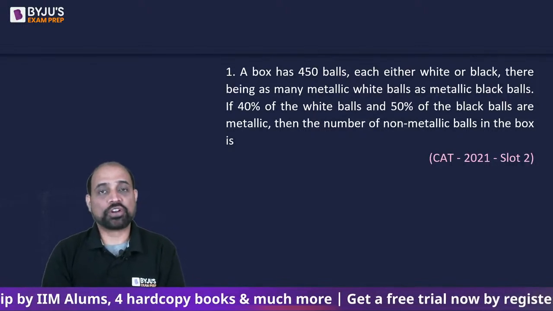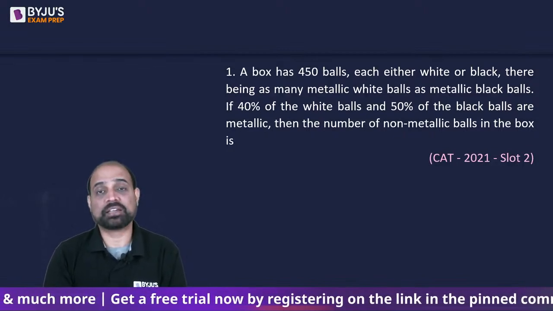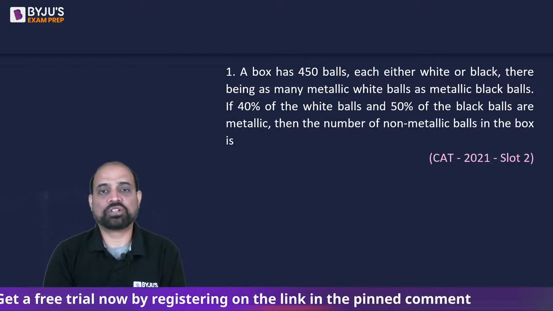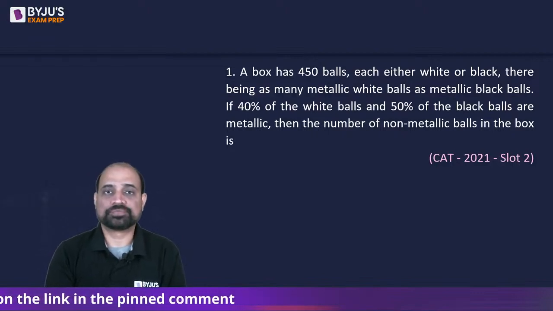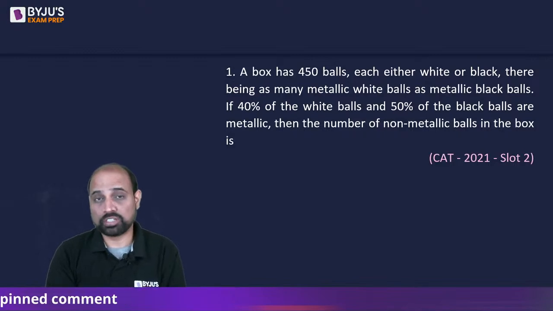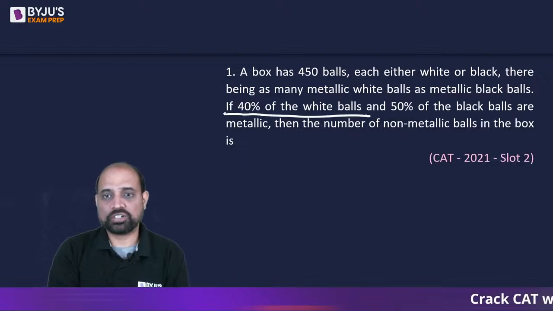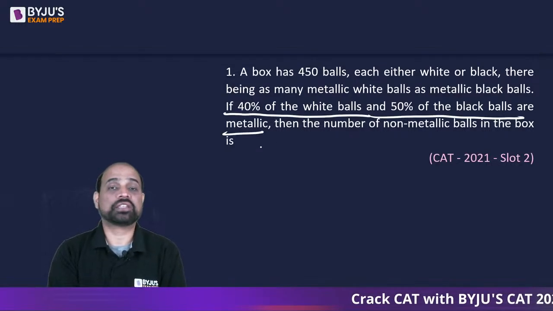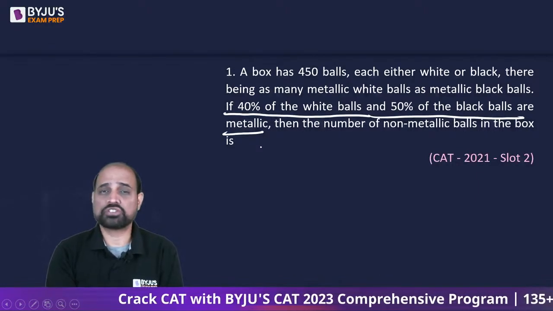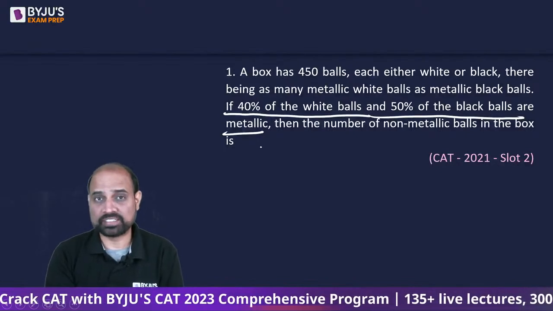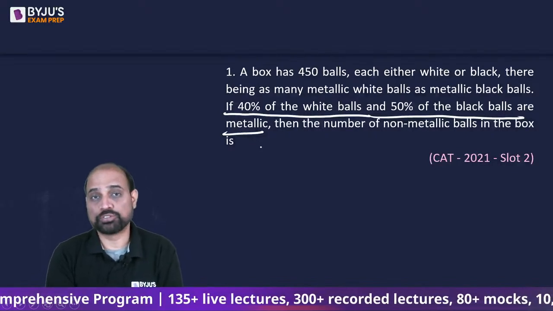A box has 450 balls, each either white or black, there being as many metallic white balls as metallic black balls. If 40% of the white balls and 50% of the black balls are metallic, then the number of non-metallic balls in the box is. So this question is based on ratios rather than percentage. It definitely matters a lot which particular statement you begin with in a question. Maybe the statement from where you need to start writing down the equation is not necessarily the first statement itself. So you have to practice enough so that you get to know where we should begin.